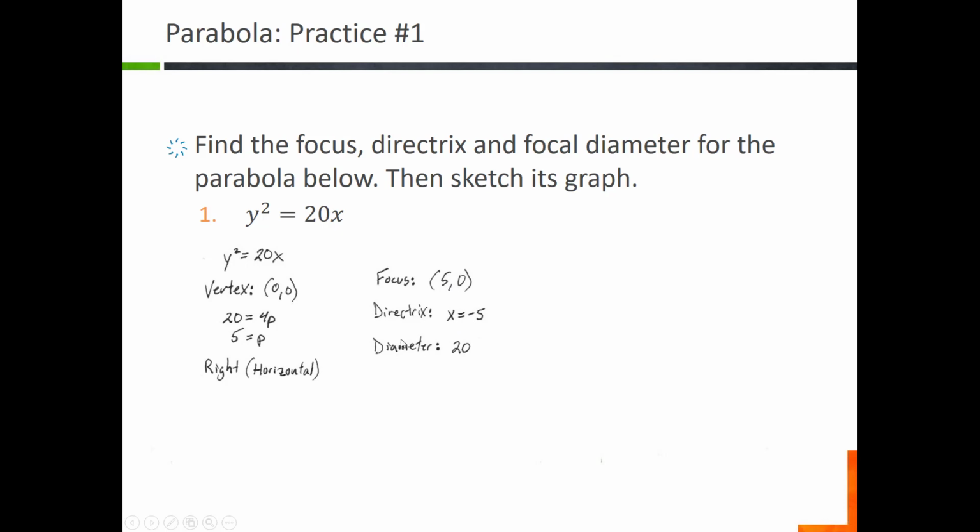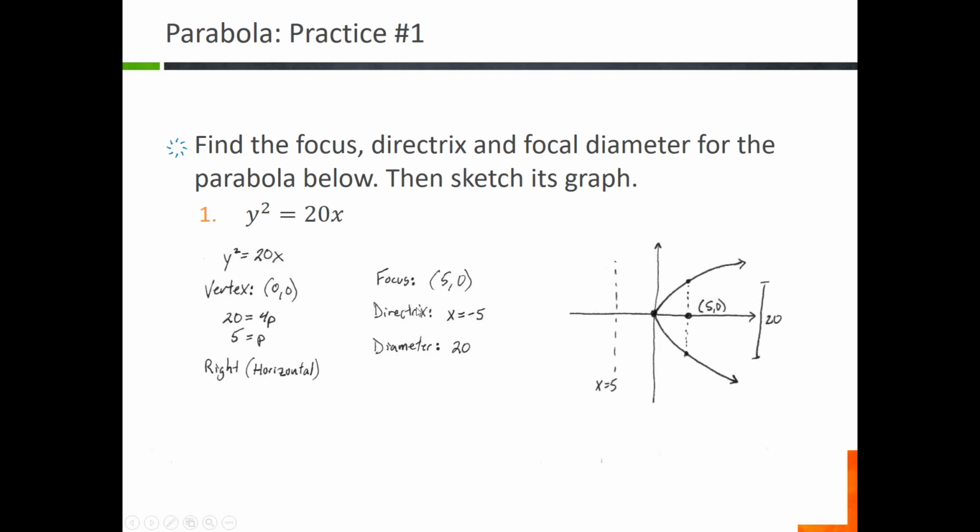And then the focal diameter, I don't think I listed the formula out, but the focal diameter is the number that we're looking at. It's the 4p. So in this case, it would be 20. It'll always be positive too, because it's the distance. So in this case, the focal diameter is 20.